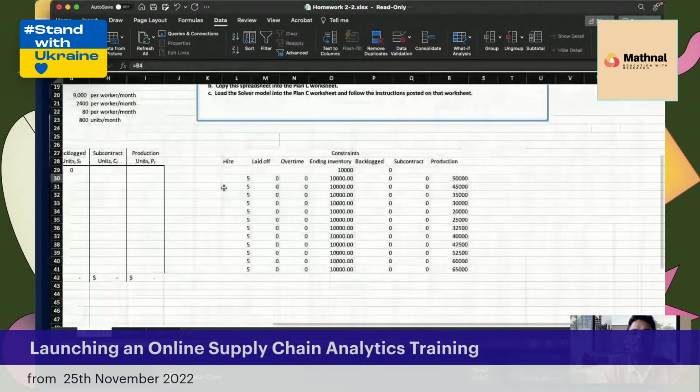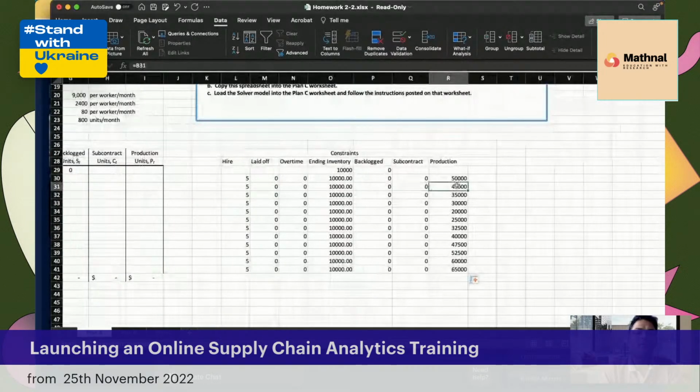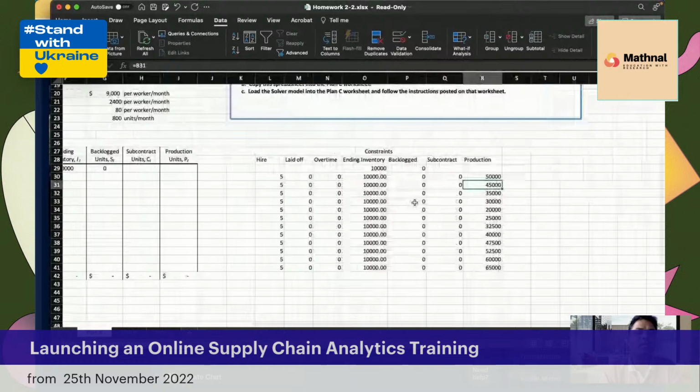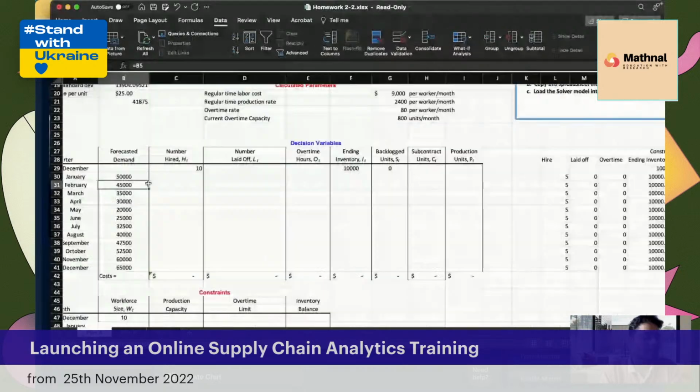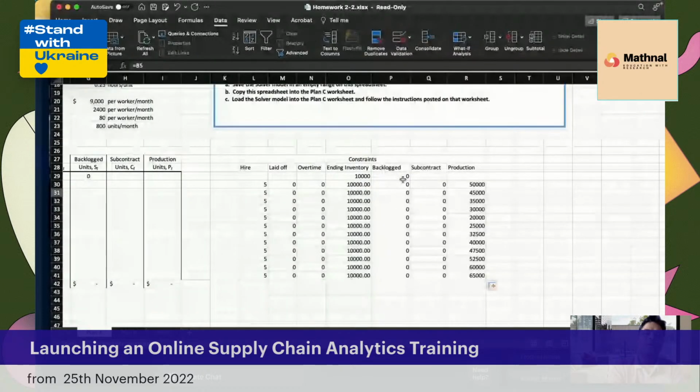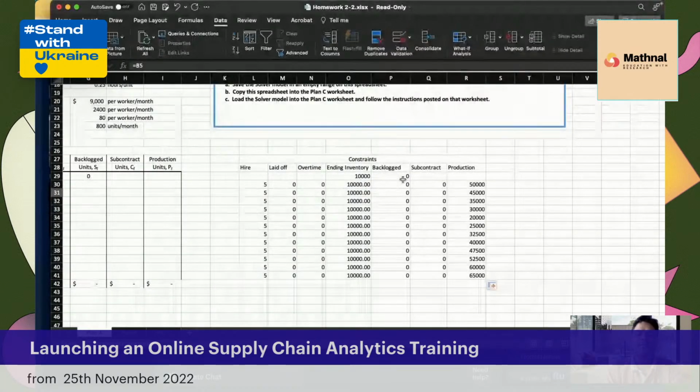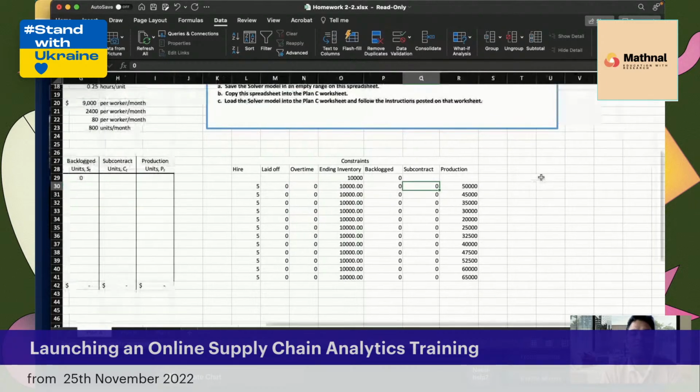What is the second cell? It is B31. So my chase, I'm going to follow whatever is my forecast. So there is my production. I'm also going to define that I will be having zero subcontracting, zero backlog, and zero overtime. So these are the other constraints which I am going to define.